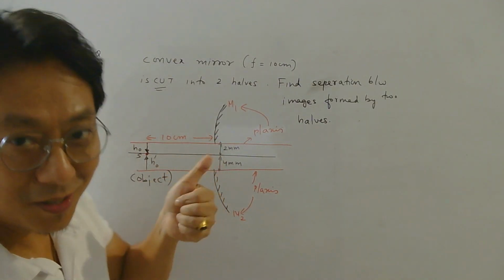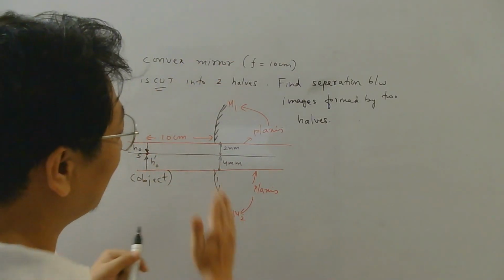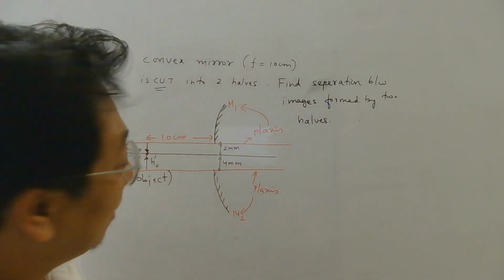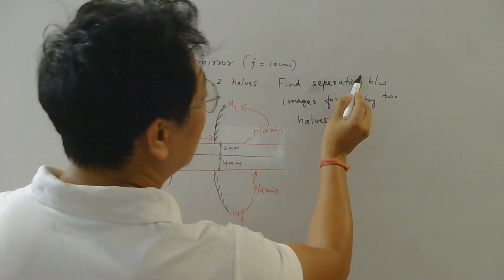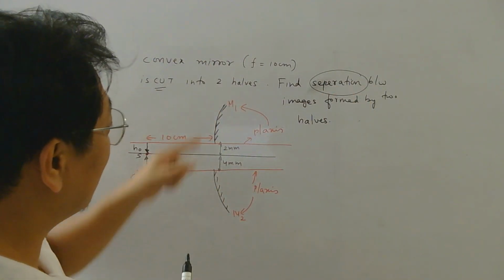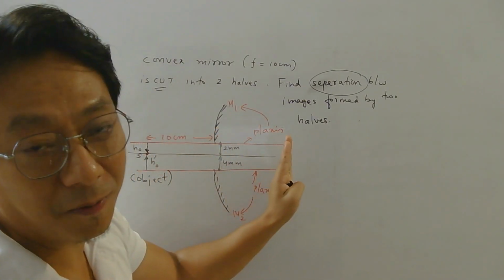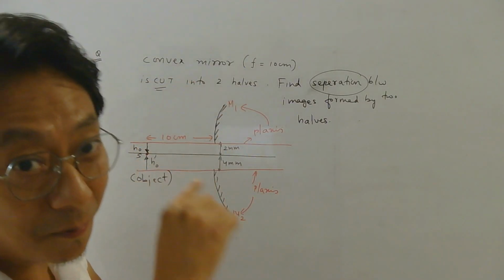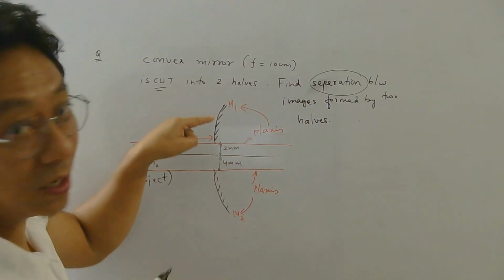So object distance is same, focal length is same for both. So image distance will be same wherever it is. Let me try to find the height of the image, because in the question we are supposed to find separation between the images formed by the two halves. Now image distance will be same from the pole, but height I want to know. Height means how far the image is from the principal axis. And remember, this is the principal axis for the upper half.